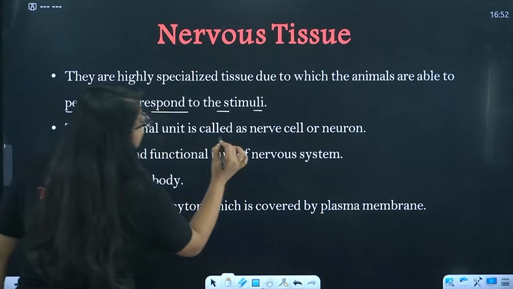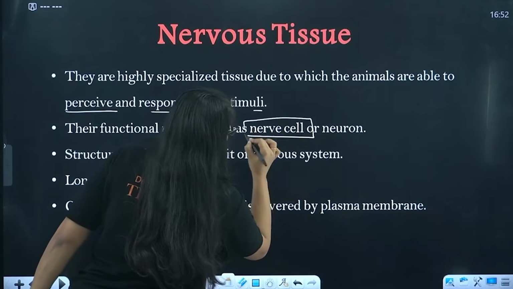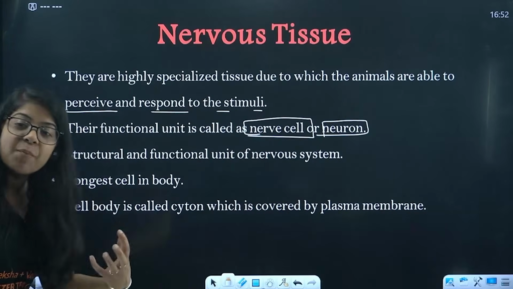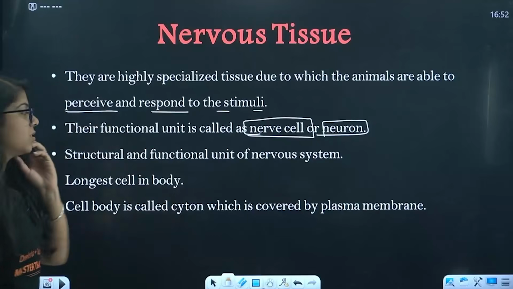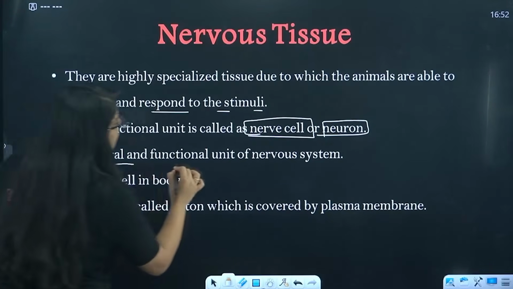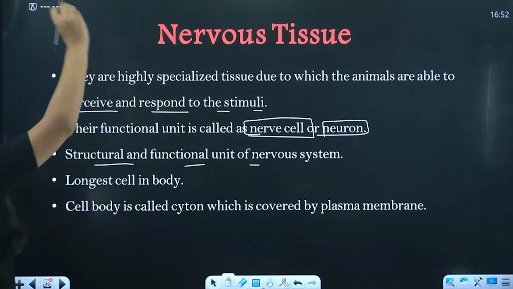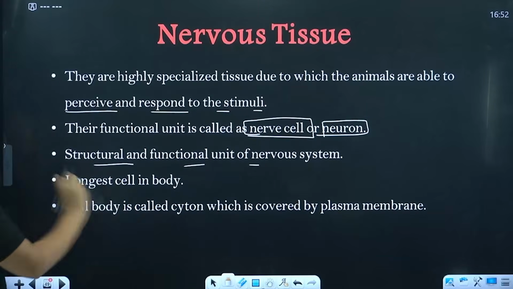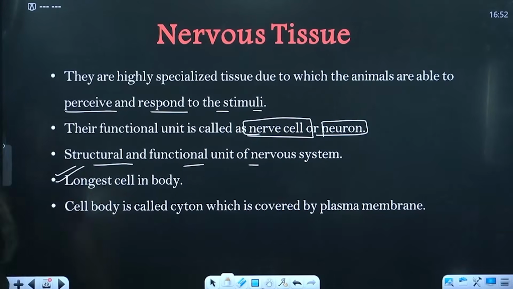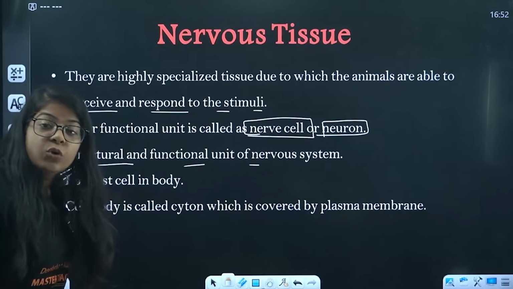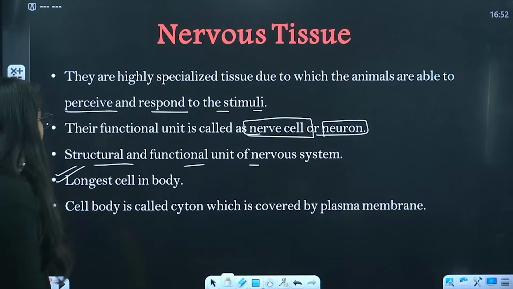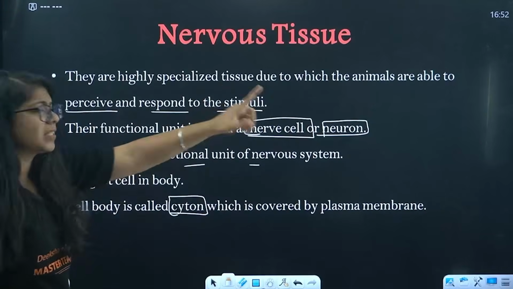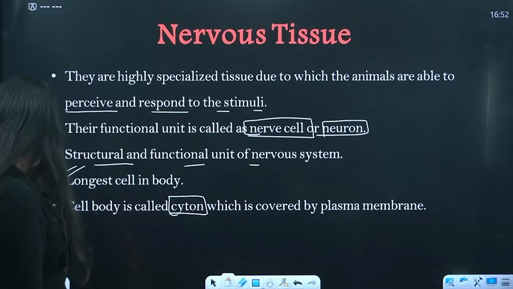Their functional units are nerve cells. Nerve cells or neurons, very important. These are made up of nerve cells which are called neurons. The structural and functional unit of the nervous system. These are the longest cells in the body. Anytime someone asks you what is the longest cell in the body, that is your neuron or nerve cell. Okay, the cell body is called cyton. This cell body, beta, we'll study in a bit. Let's keep it for that.